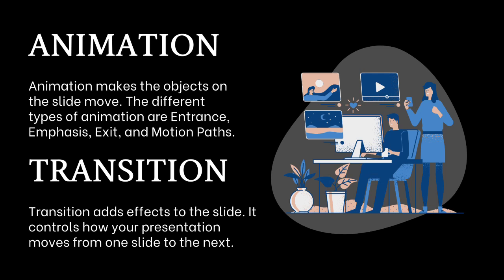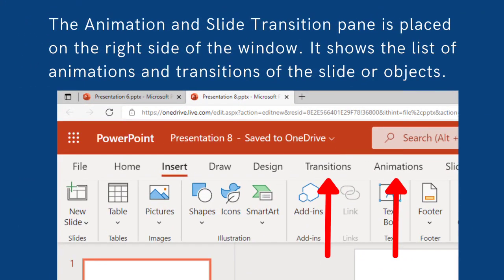Animation. Animation makes the objects on the slide move. The different types of animation are entrance, emphasis, exit, and motion path. Transition. Transition adds effects to the slide. It controls how your presentation moves from one slide to the next slide. The animation and slide transition pane is placed on the right side of the window. It shows the list of the animation and transitions of the slide or objects as you click them one by one.